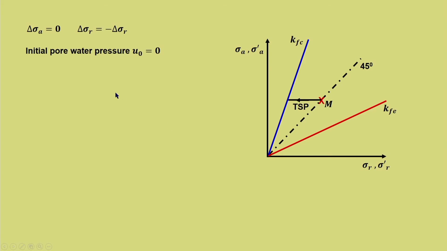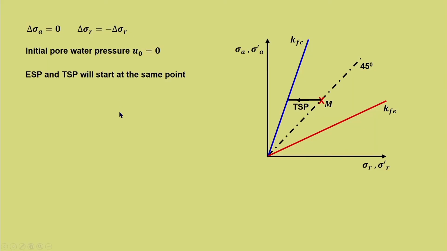Let us presume in this particular case that there is no initial pore water pressure. So, U naught is equal to 0. So, what is the implication of this statement? The total stress path and the effective stress path start at the same point. So, M equal to M dash. That is what it means. So, ESP and TSP will start at the same point. So, we have M dash.